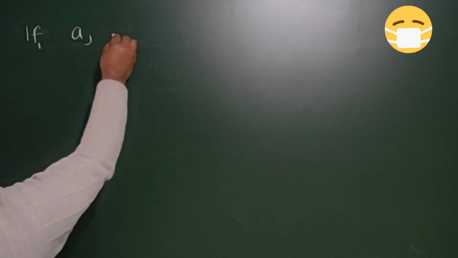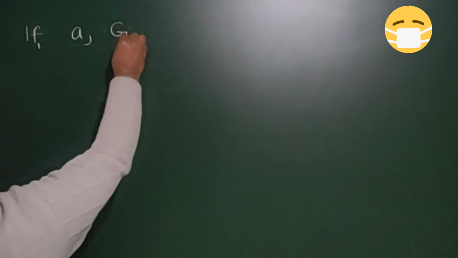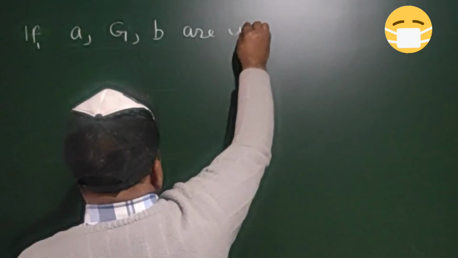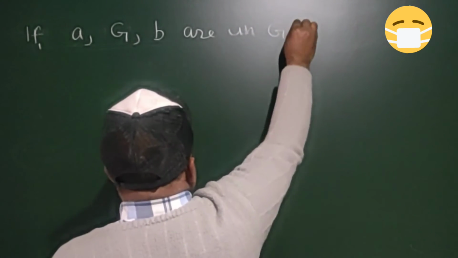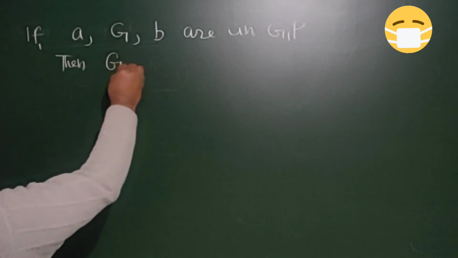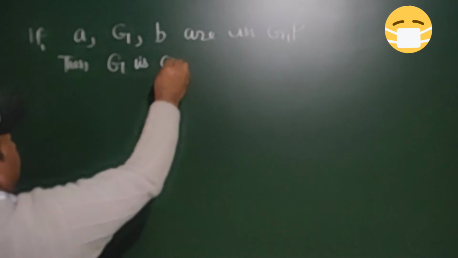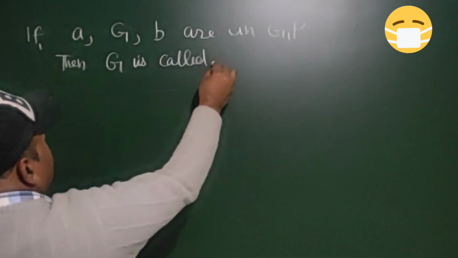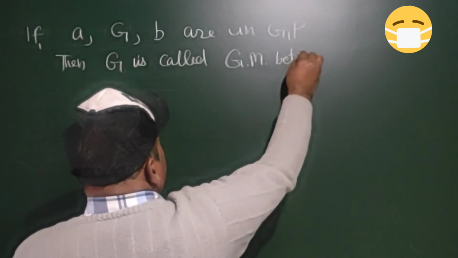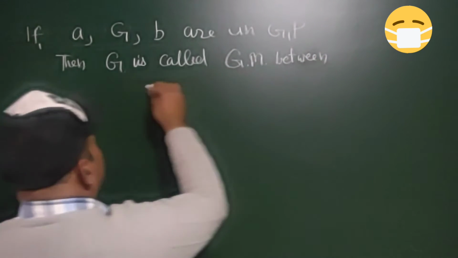If three terms A, capital G and B are in GP, then capital G is called the geometrical mean between A and B.